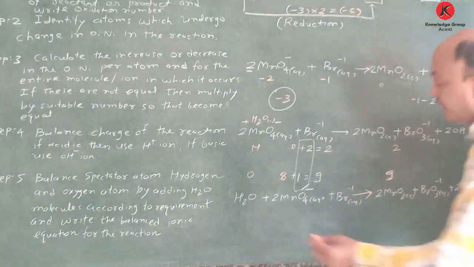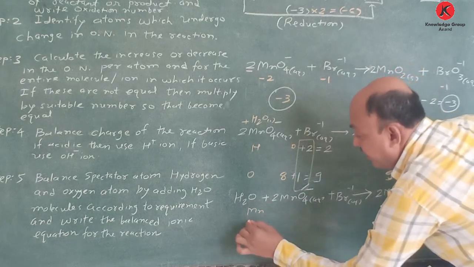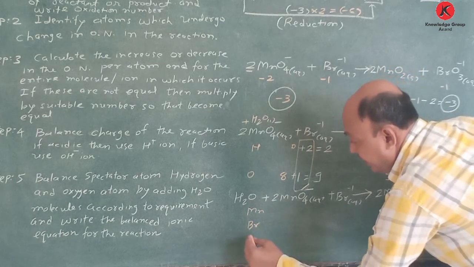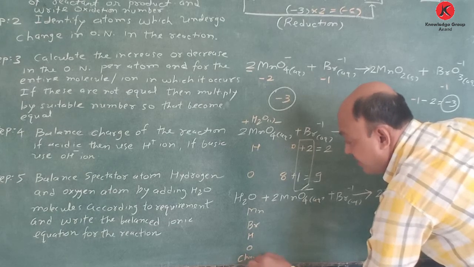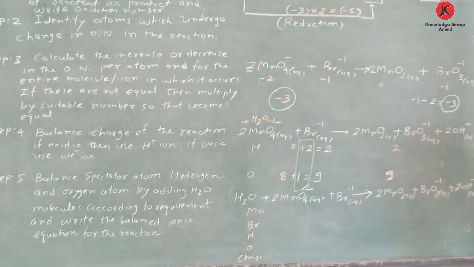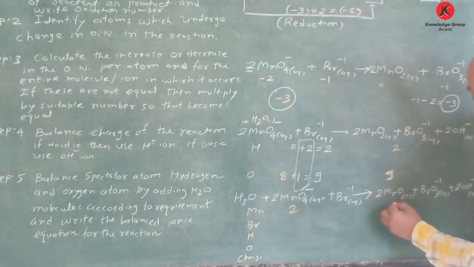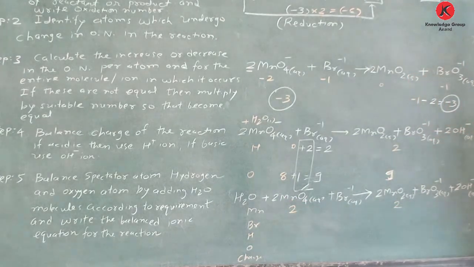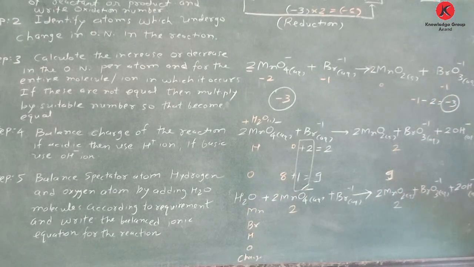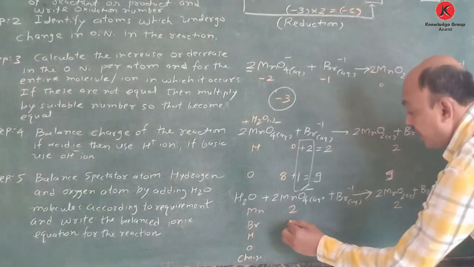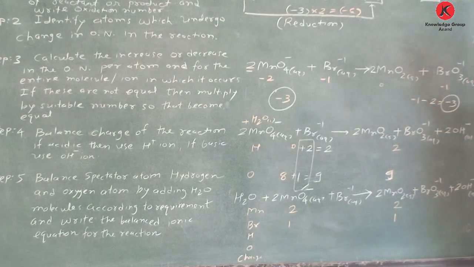Just you see here: manganese, then Br, then hydrogen, oxygen, and next is charge. How many Mn is there on the reactant side? 2 Mn. So write down here 2, here also on the product side 2. This is known as reactant and this is known as product. You already know this one. Bromine: here minus, here 1, sorry, and here bromine 1.